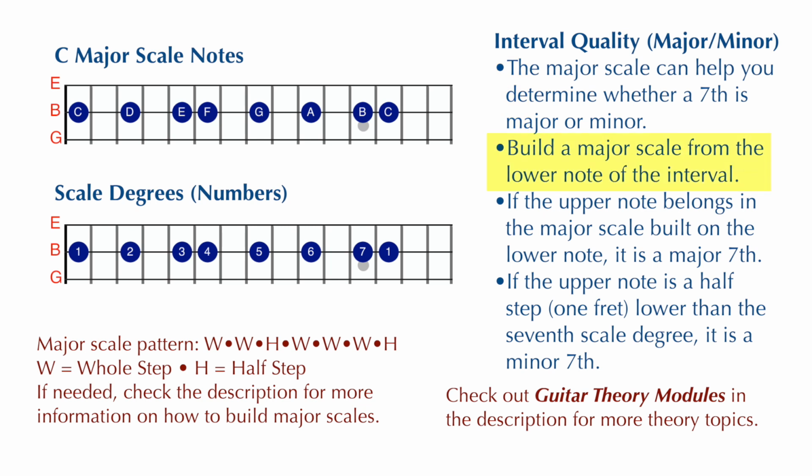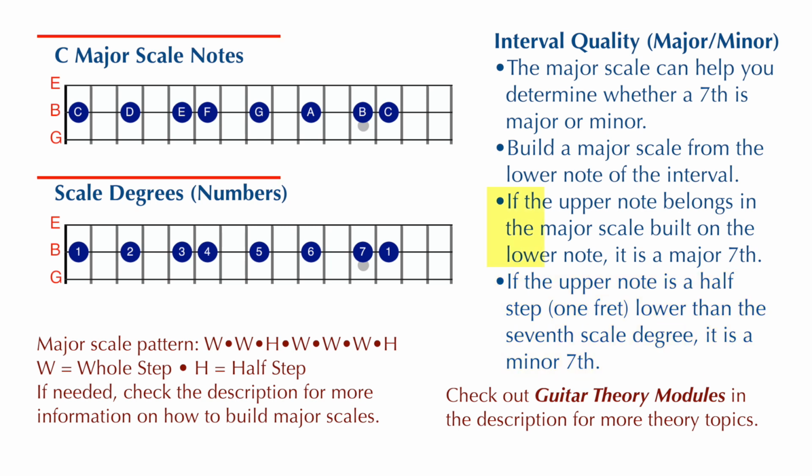To do that, build a major scale from the lower note of the interval. If the upper note, which you already know is a seventh higher, belongs in the scale, the interval is a major seventh. If that upper note is a 1/2 step lower than the seventh of that major scale, you have a minor seventh.